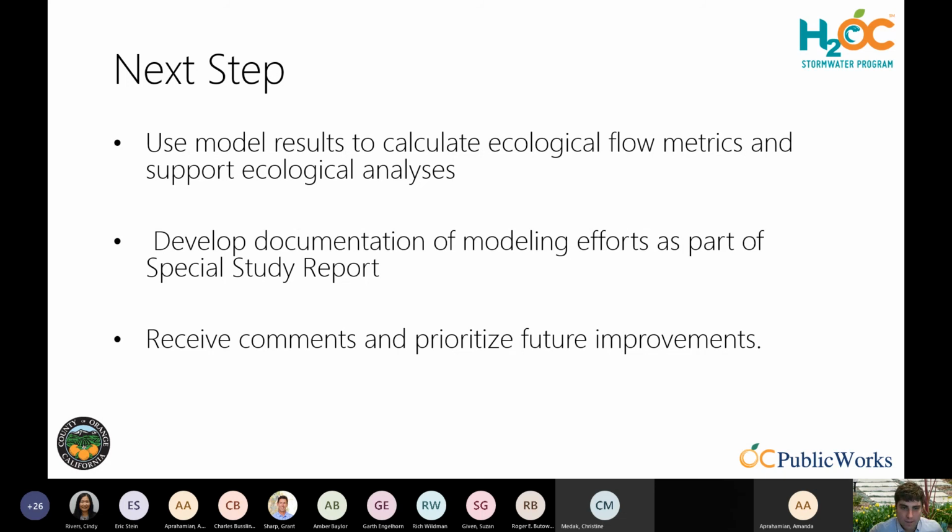So that leads to the next question. Documentation of the modeling efforts as part of the special study report, and then receiving your comments, including the ones you've sent today and the ones we receive in the future, to prioritize where we want to take this model and the hydrologic work as we move forward.